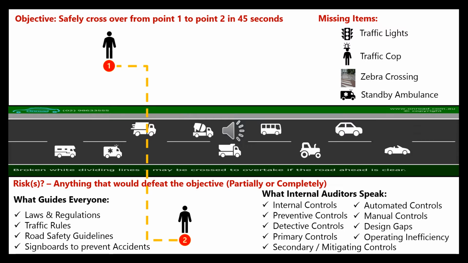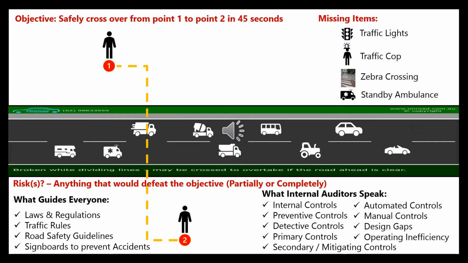Internal controls are the steps that enable us to achieve our objectives in an efficient and effective way while managing and mitigating the risks. Now, if you look at the traffic lights, the traffic cop, the zebra crossing, the standby ambulance, all these are nothing but examples of internal controls. Within the internal controls, there will be some preventive controls, there will be some detective controls, there will be some primary controls, there will be some secondary controls, there will be some design gaps, there will be some operating inefficiencies. Let's look at preventive first.